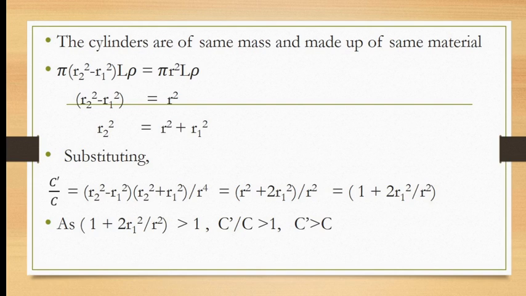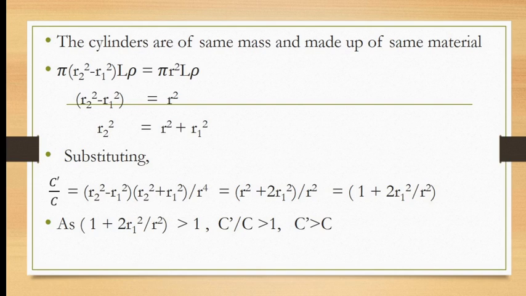Now what is volume? We know that a cylinder having a radius r and length L will have a volume pi r square L. So you can equate the mass of a solid cylinder with that of a hollow cylinder. On the left hand side you can see it is pi into r2 square minus r1 square into L into rho, that is the mass of a hollow cylinder, which is equal to pi r square L into rho, that is the mass of a solid cylinder.